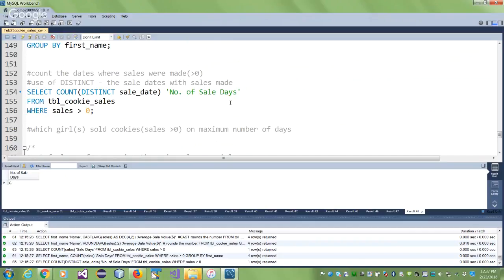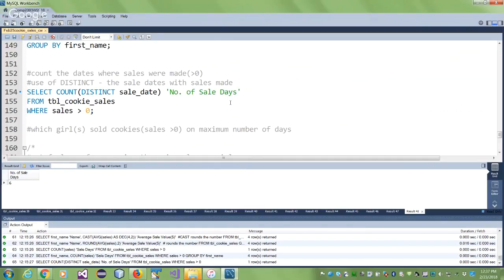We've already checked that. Now the question says, which girl? Now we have no clue. Maybe only one girl sold it on 7, the others on 6, 5, whatever. Is it one girl or more than one girl? But which girl sold cookies on the maximum number of days? So here is logically what we should do, and then we'll write it, right?